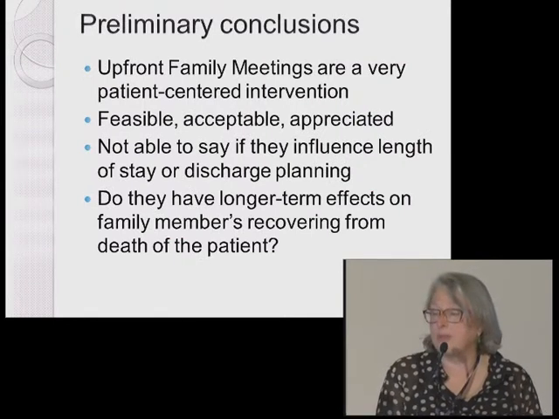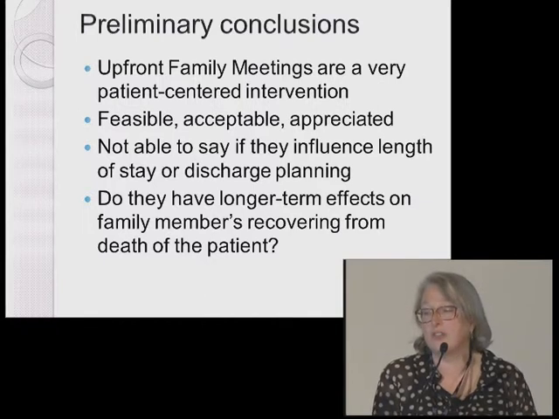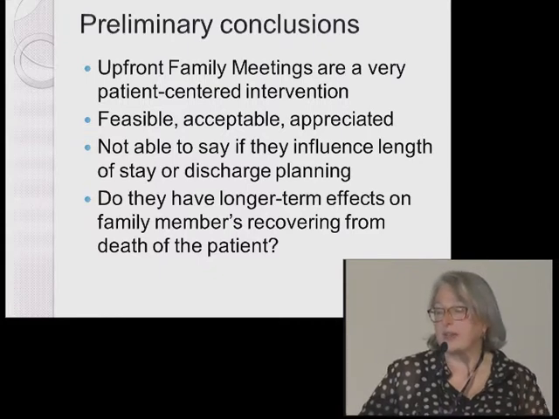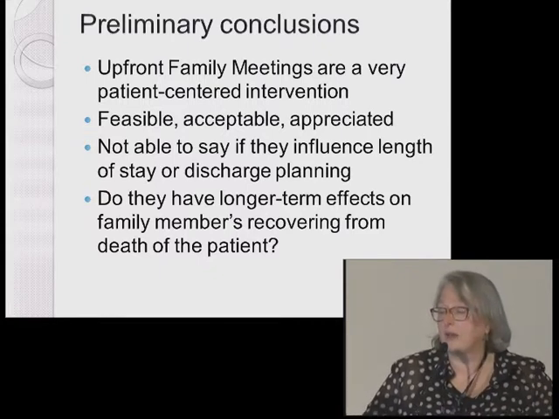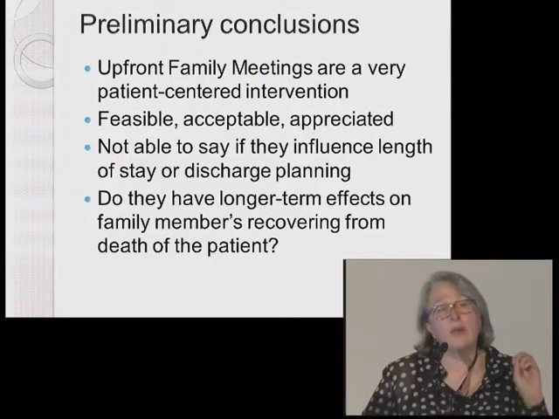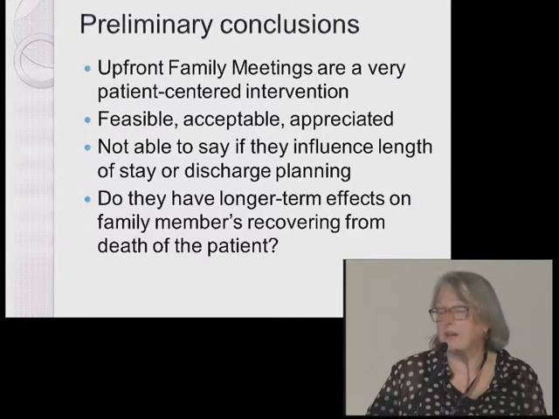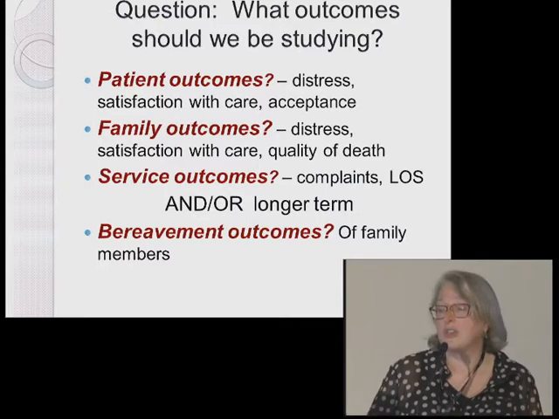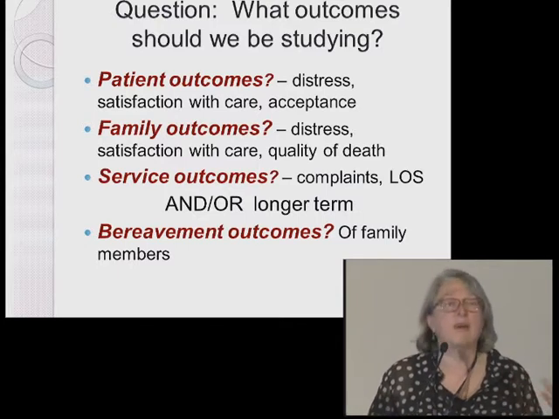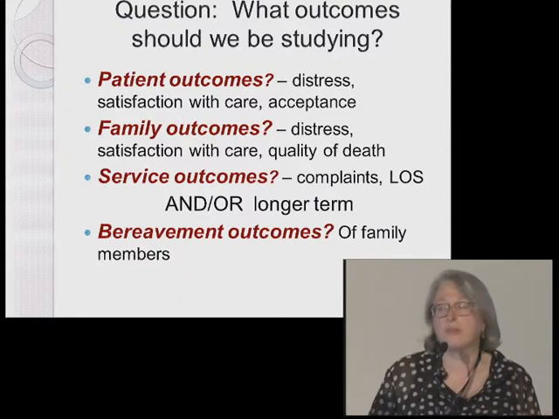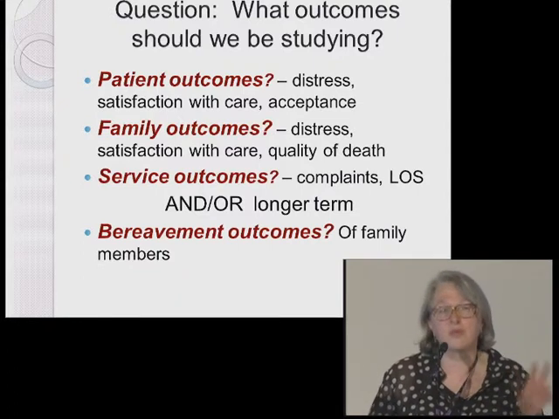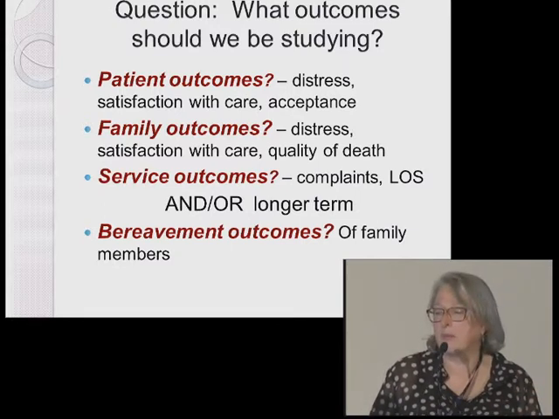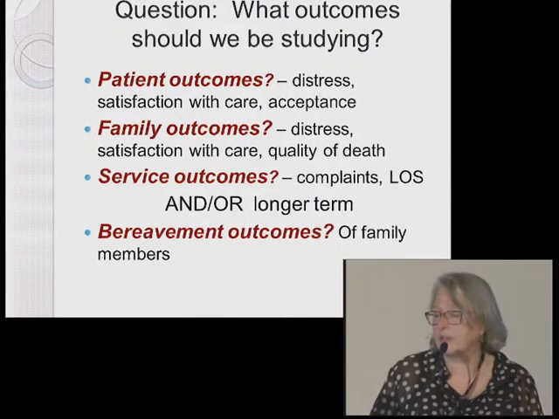So our conclusions, which are very preliminary, are that these are a very patient-centred intervention. They're very feasible, very much appreciated. We can't yet say, we're about to look at the service data to see if it influences length of stay or discharge planning. But we are wondering whether we are going to be able to impact on family members' bereavement outcomes, particularly if we do some debriefing with them after the death. So my question is, what are the outcomes we should be looking at? Whether it's about the patient's distress and satisfaction. These patients are at peace, they're telling us. So we're helping them with the problem that's really worrying them, which is being able to communicate with their family about what's going on. So I think the family outcomes are probably key. The service outcomes may or may not turn out to be significant.